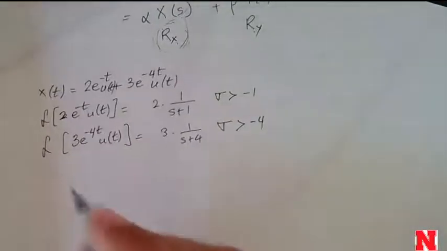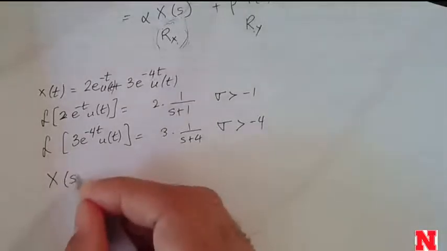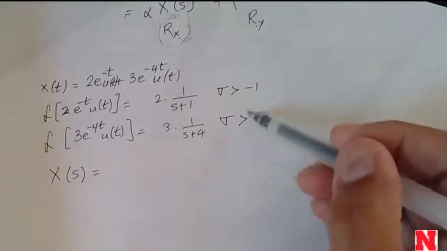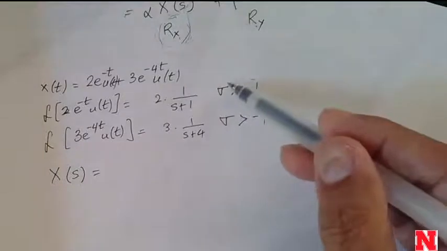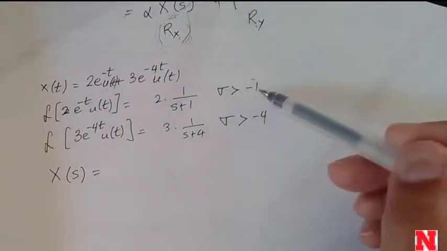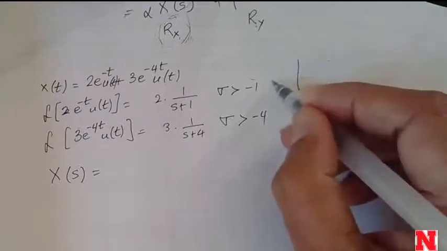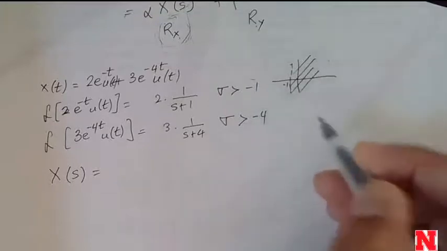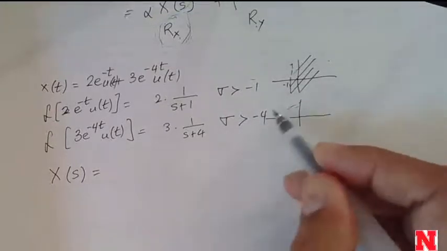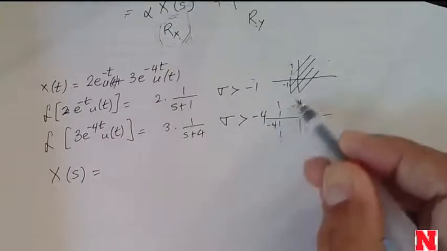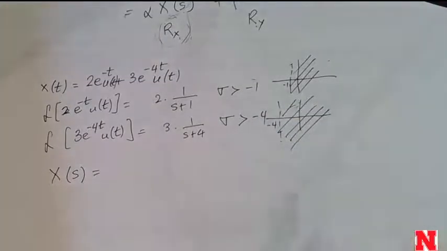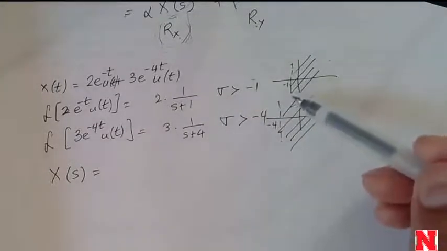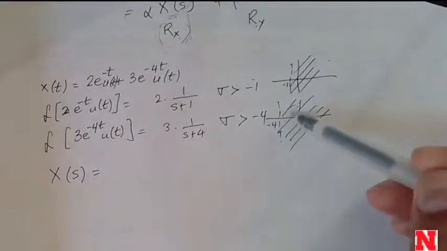Right? When I add these together, when I look at X of s, then X of s is the sum of these two, as long as we're in a region that's not outside of sigma greater than minus 1 and sigma greater than minus 4. Let's just plot this for a minute. So let's say this is minus 1, so this is the region of convergence for this. And here is, say, minus 4, and this is the region of convergence, right? Both of these have to exist, and they both exist in the intersect of this and this region, right?